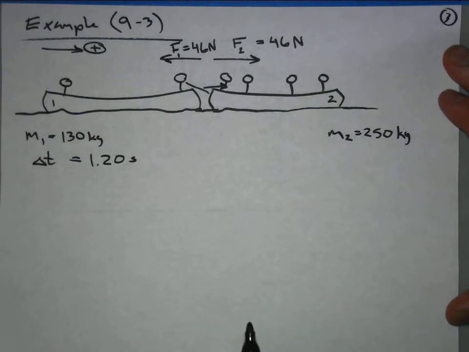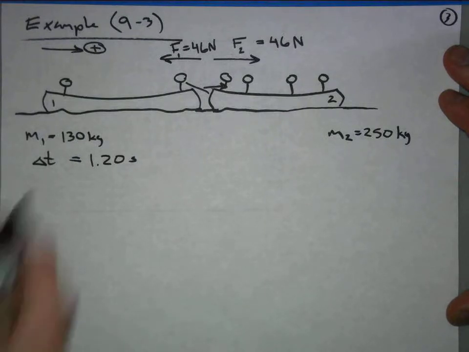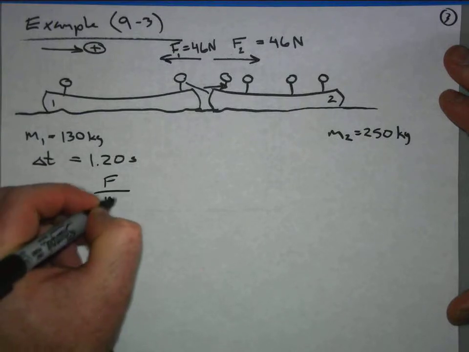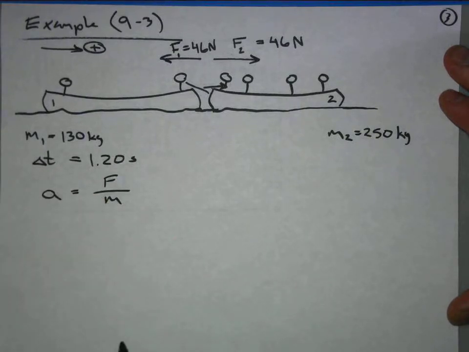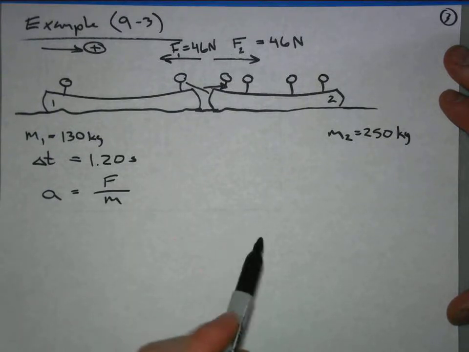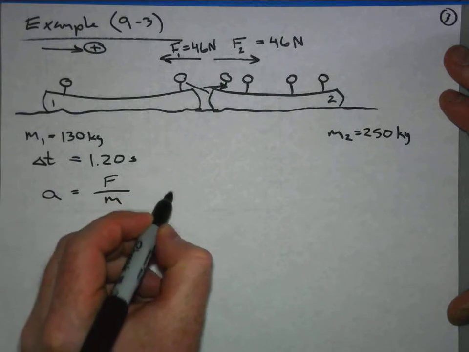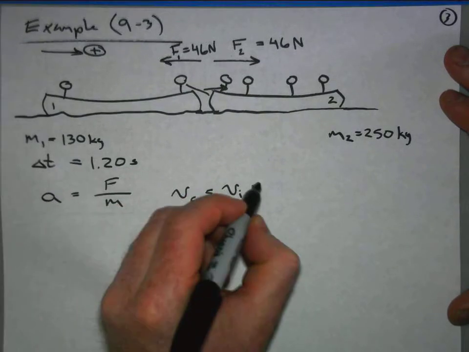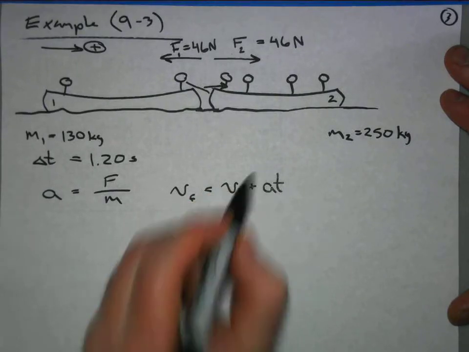So, after 1.2 seconds of pushing, we need to find the velocity of each canoe. To get the final velocity, we'll need to know the acceleration of each canoe, and so we'll have to use Newton's second law. Acceleration is the ratio of force to mass, or force divided by mass, essentially, right? And also we have final velocity equals initial velocity plus acceleration times time.